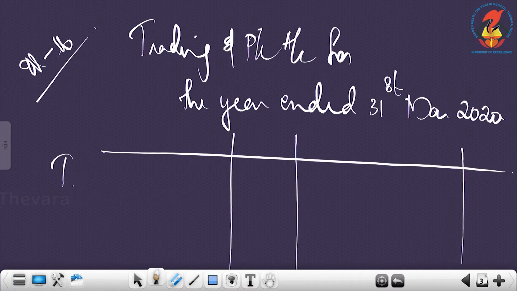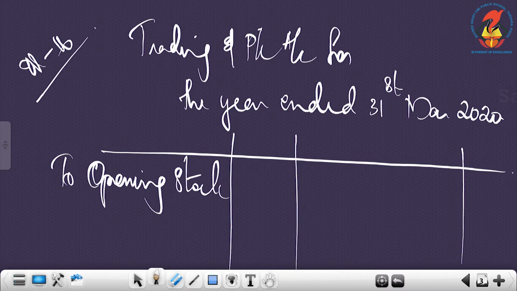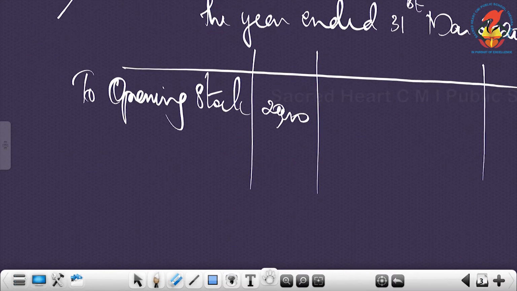You write column headings, particulars amount, particulars amount. Now we will start with opening stock. It is 20,000. Then purchases, see whether you have any returns. Yes, here we have returns inward, returns outward, and all that you have to write very carefully.